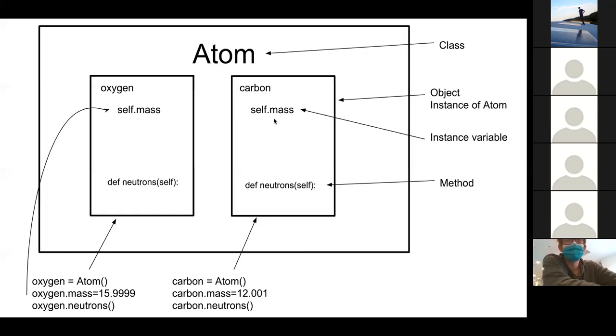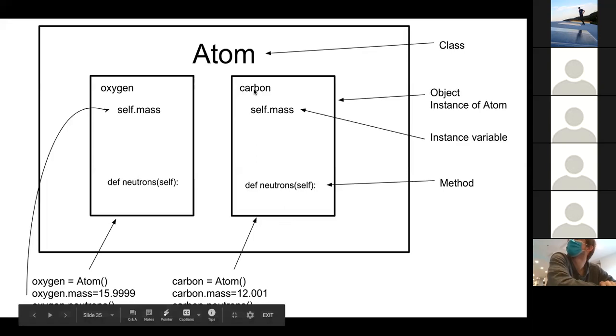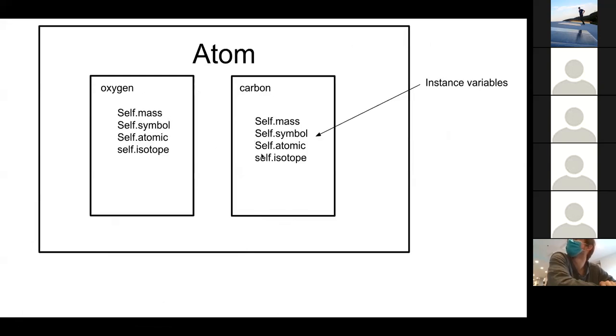So these we call instance variables. They're variables in the object, right? Every time we create a new object, every time we create a new instance of an atom, we create all the variables that go along with it. So an object is a collection of the variables. In fact, in the case of the atom, we have lots of instance variables inside of each atom: the mass, the symbol, the atomic, and the isotope.